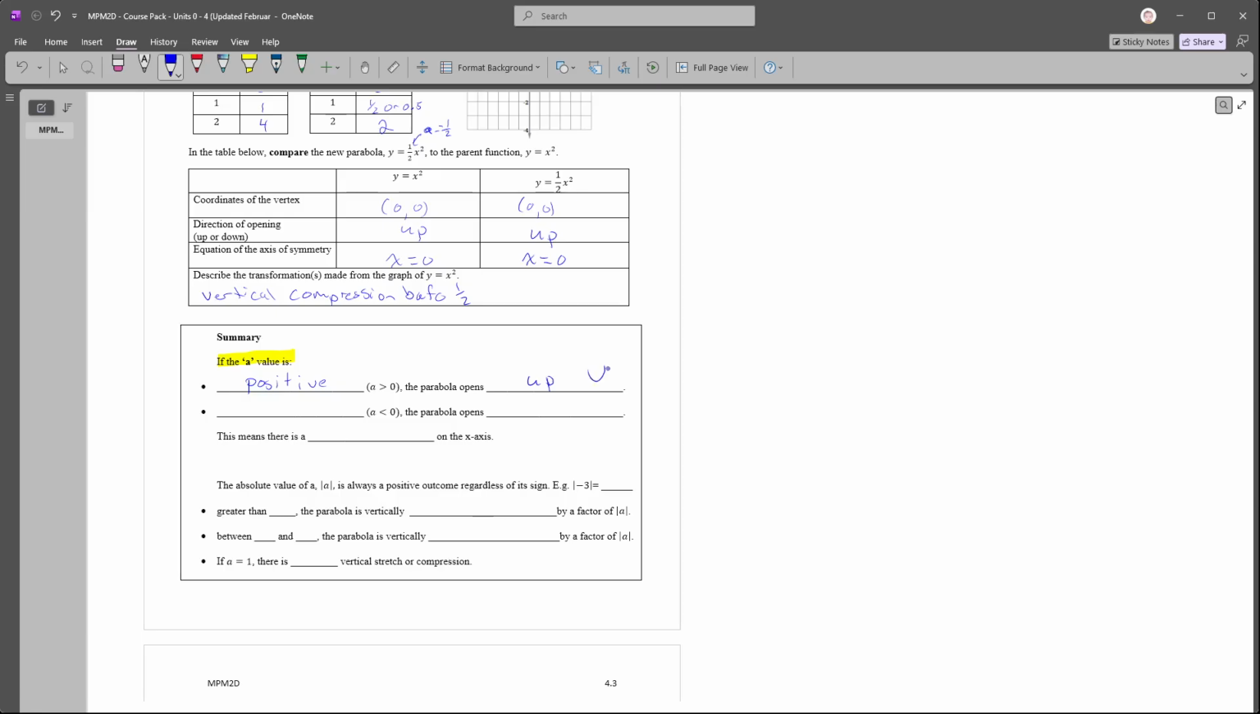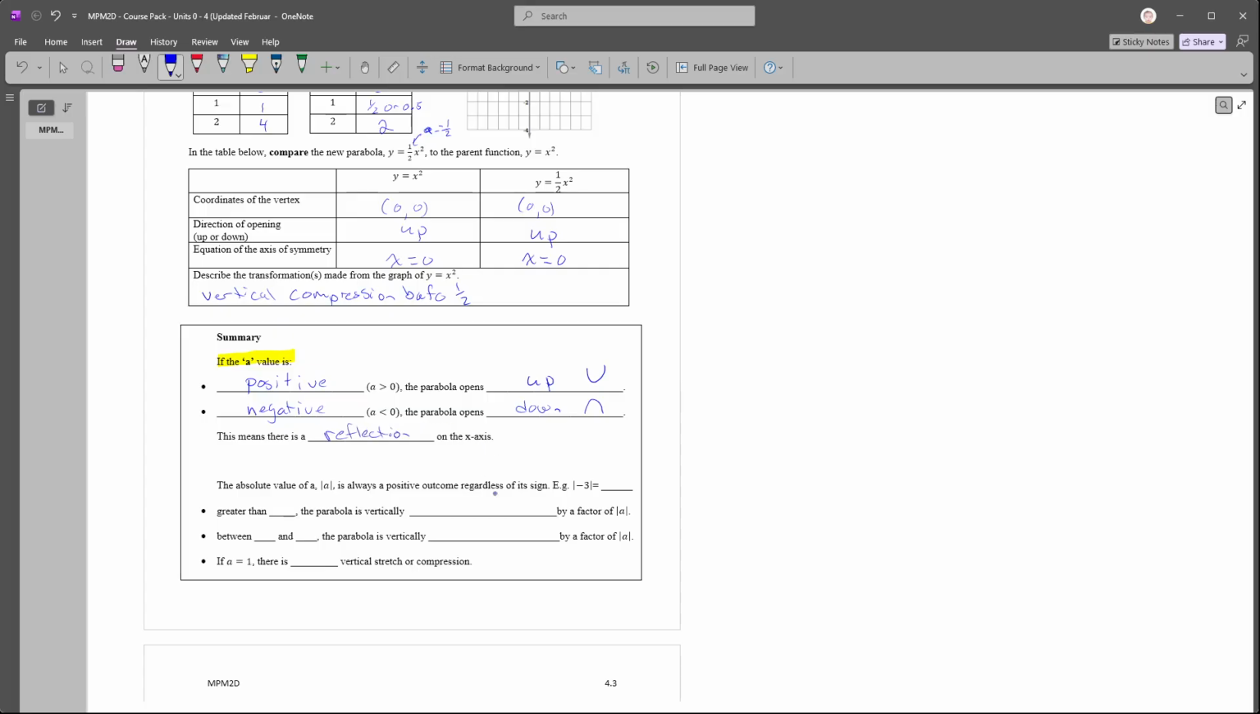If it is a negative value, so if it's less than 0, which we saw quite a bit too, that means it opens down, and we have a curve more like that. So if we have a negative a value, the parabola opens down. This means that there is a reflection on the x-axis.